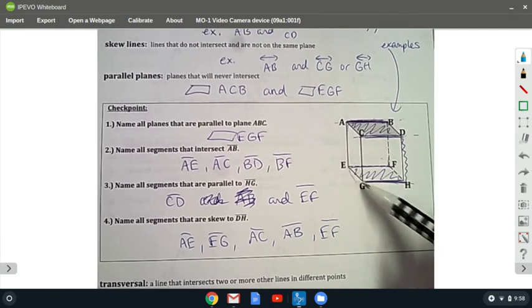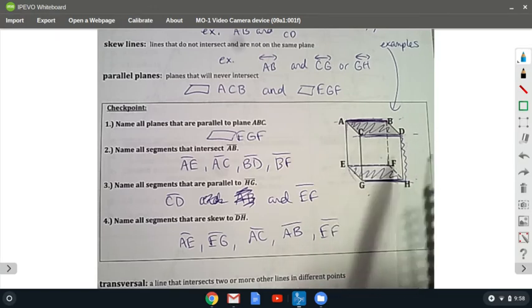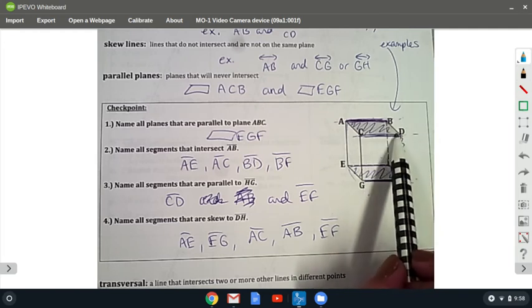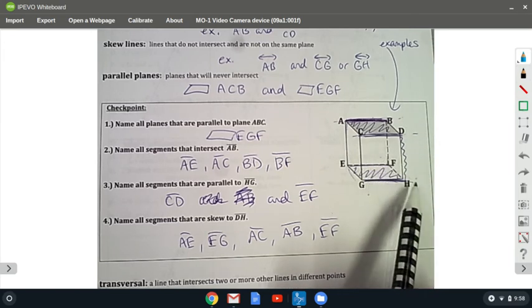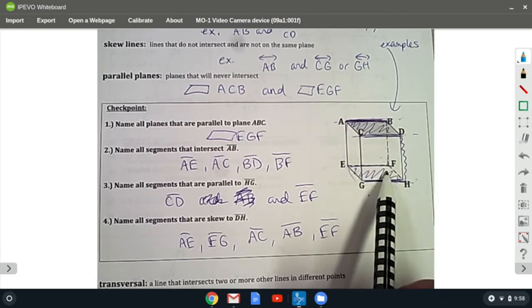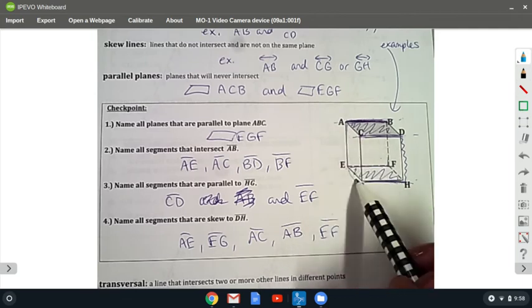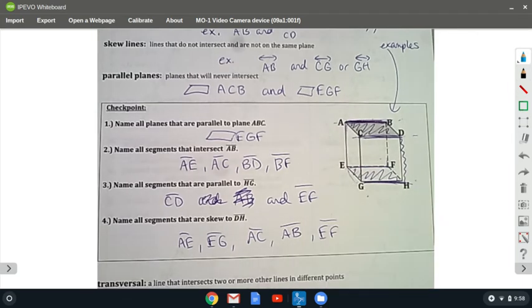So CD is parallel. CG is parallel to this, and it's on the same plane. We can't use that. These intersect, can't use that. This intersects, so we can't use that. This intersects, so we cannot use that. This is on the same plane and it's parallel, so we can't use that. So we've pretty much exhausted our options here. So we used AB, EF, AE, AC, and EG. Those are all skew because they do not intersect and they're not on the same plane.